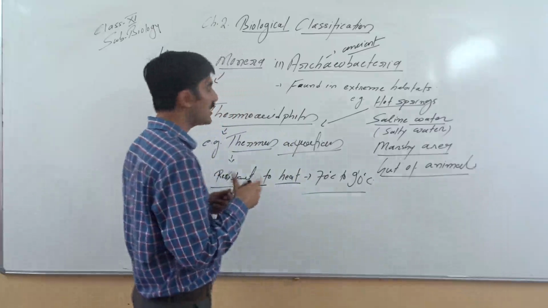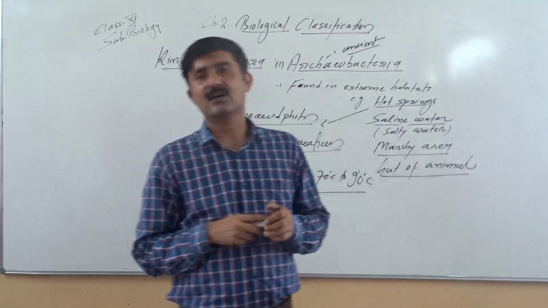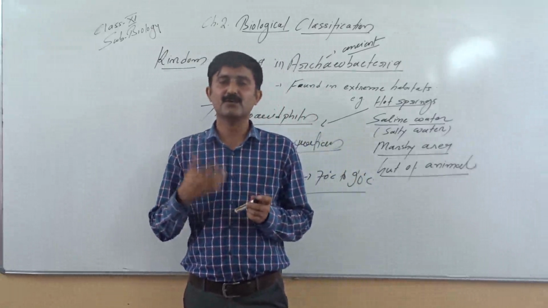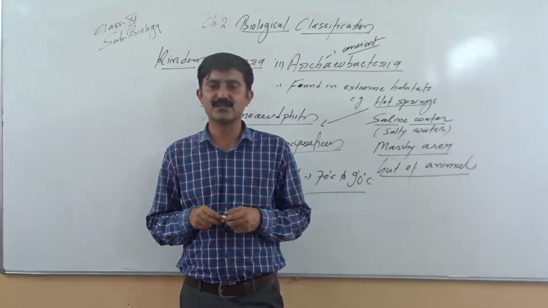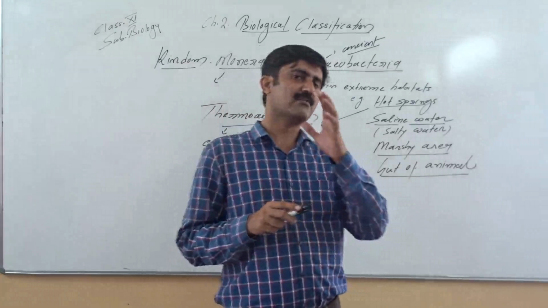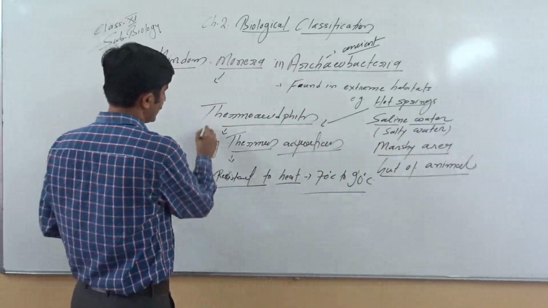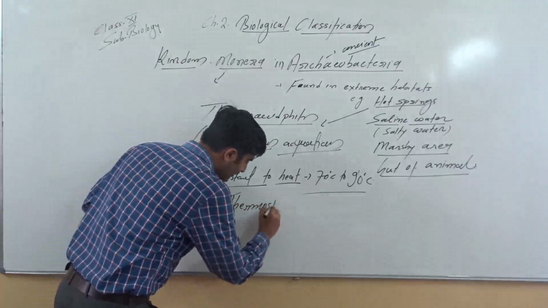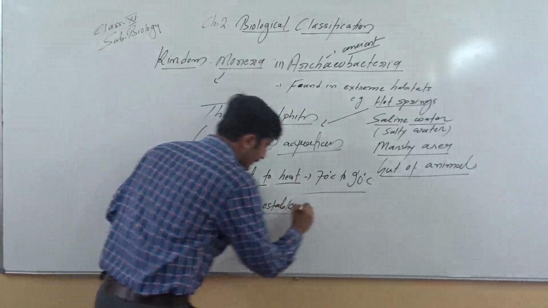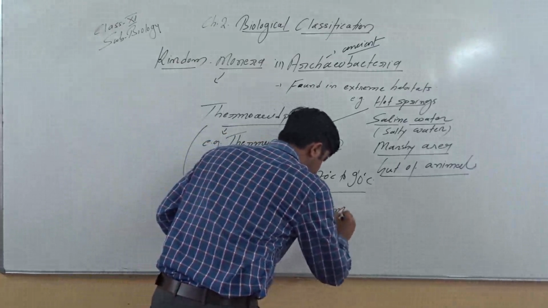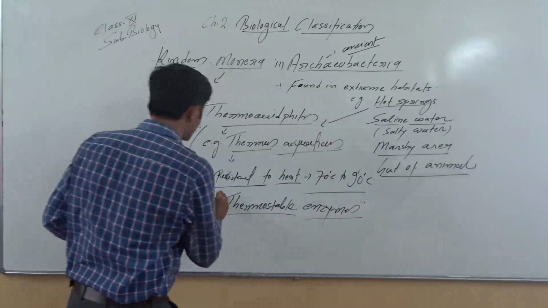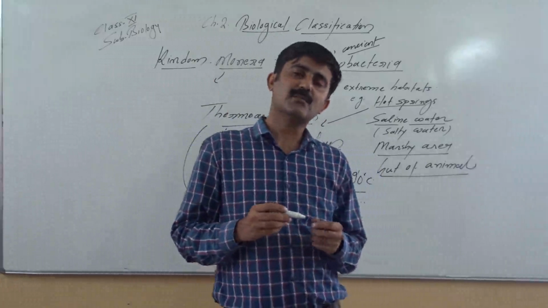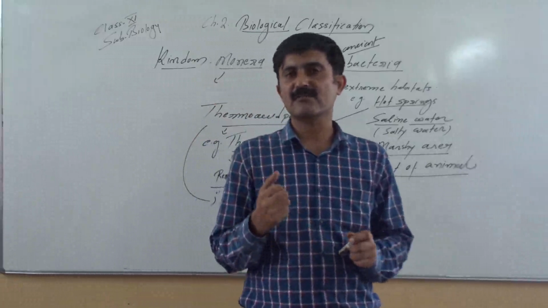These bacteria are generally chemotrophic. Chemotrophic means they synthesize their food using chemicals. Particularly they use sulfur, and they produce energy using sulfur. This is very interesting and important. These bacteria have a most important feature: the presence of thermostable enzymes. These thermostable enzymes continue their metabolism in this kind of extreme environment also.